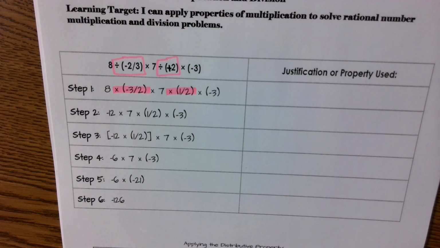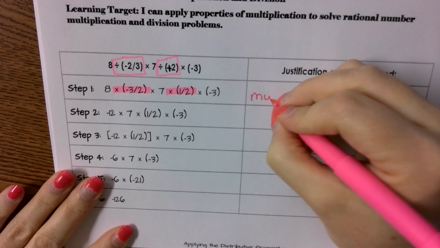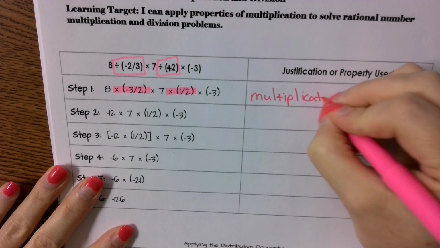What property was that called again? Look back at your property lists. What property was that when we said we were going to change division to multiplication? The inverse. Okay, so it's a multiplicative inverse. So off to the side, I'm going to write down, this is my multiplicative inverse.